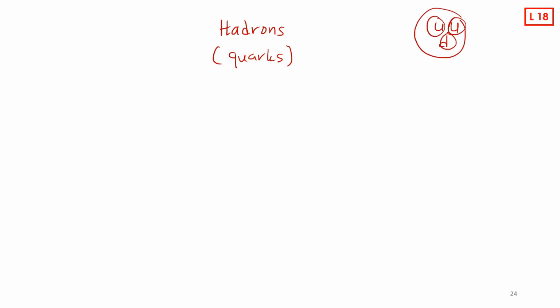There's another way to categorize the standard model particles. We have hadrons. What are hadrons? Hadrons are the particles that have quarks inside. So if a particle has quarks inside, like the proton, which has 3 quarks, up, up and down, we can call the proton a hadron.